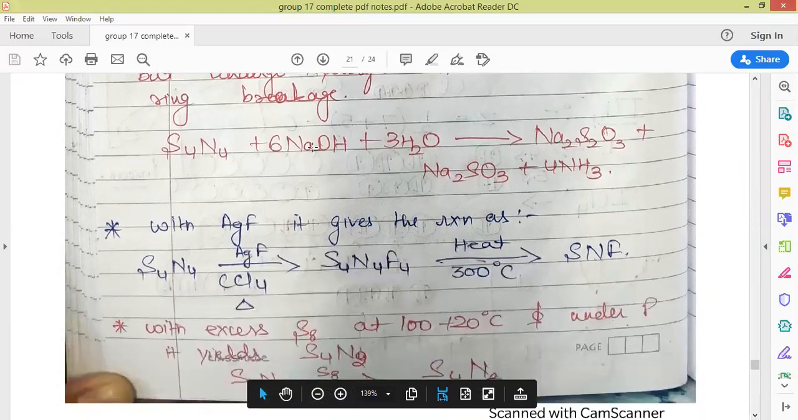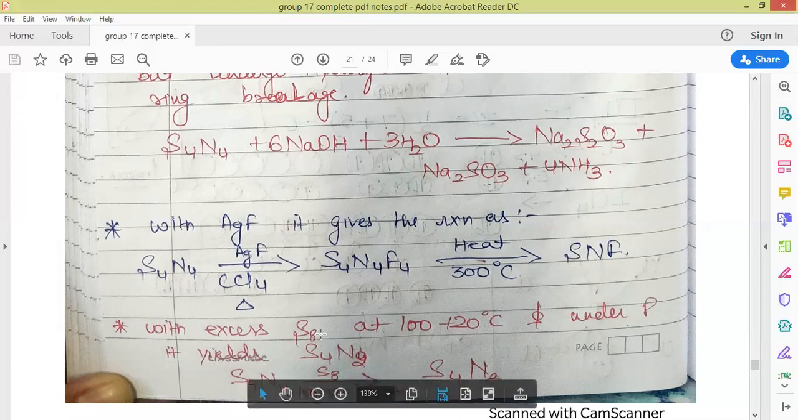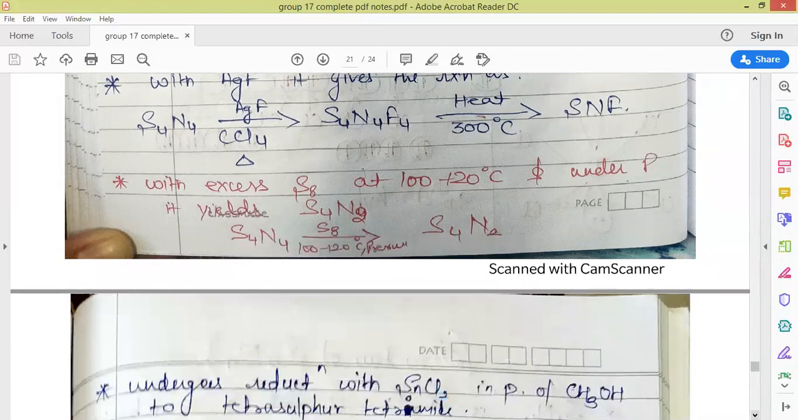These reactions of S4N4 are very important, that is, what happens when it reacts with alkali, what happens when it reacts with silver fluoride. When it reacts with silver fluoride in the presence of CCl4, there is a formation of fluorinated products, that is S4N4F4, which further when heated to 300 degrees Celsius gets converted to SNF. When it is reacted with excess sulfur at 100 to 120 degrees Celsius under pressure, it yields S4N2. This is another important compound of sulfur and nitrogen, that is S4N2.